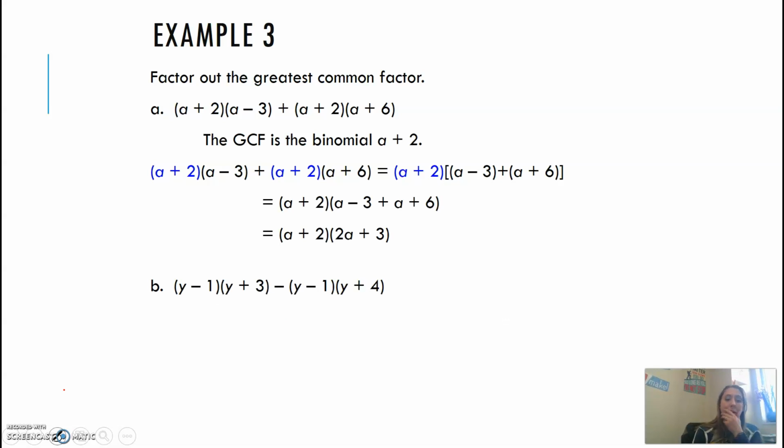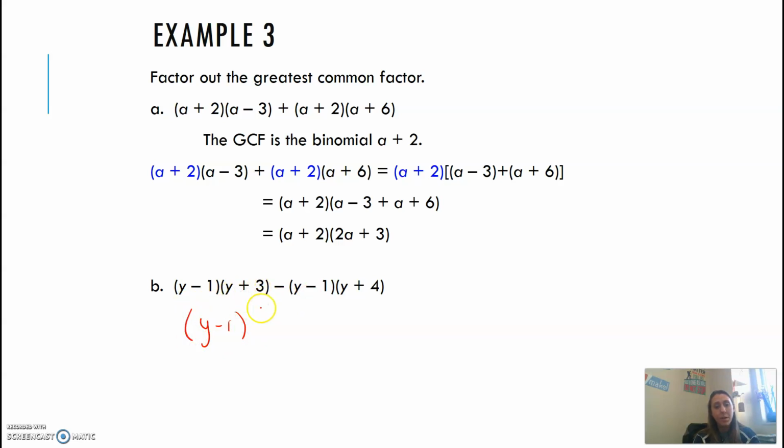Let's do y minus 1 times y plus 3 minus y minus 1 plus y plus 3. One of the things that I like about these larger binomial ones, it's a little bit easier to see the factor that's in common. Like I can see that this parenthesis is the same as this parenthesis. So that's going to be my greatest common factor. I don't really have to think about what numbers are going together, I can just look at these things. And there are no GCF numbers. So I am going to factor out a y minus 1.